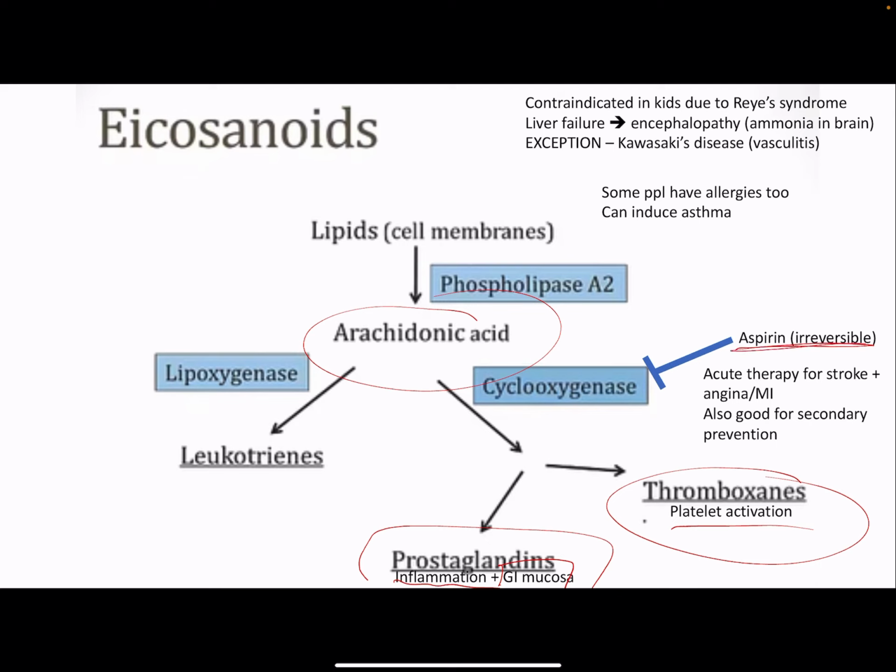So aspirin is irreversible, while the other NSAIDs are reversible. This is sometimes used acutely for stroke, chest pain and heart attacks. But it's also used as secondary prevention. Now, aspirin specifically is contraindicated in kids. It can cause them to develop something called Reye syndrome, which causes jaundice and liver failure and encephalopathy. The only exception is if someone has Kawasaki's disease, which is a type of vasculitis. It can also induce asthma, and so various people have mild allergies to aspirin as well.